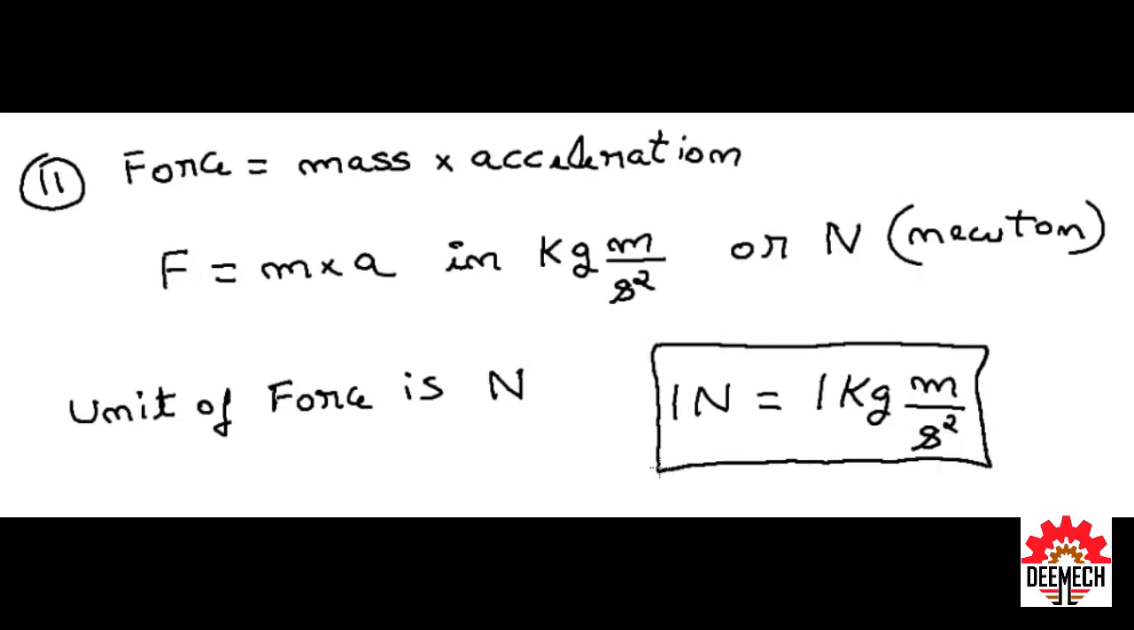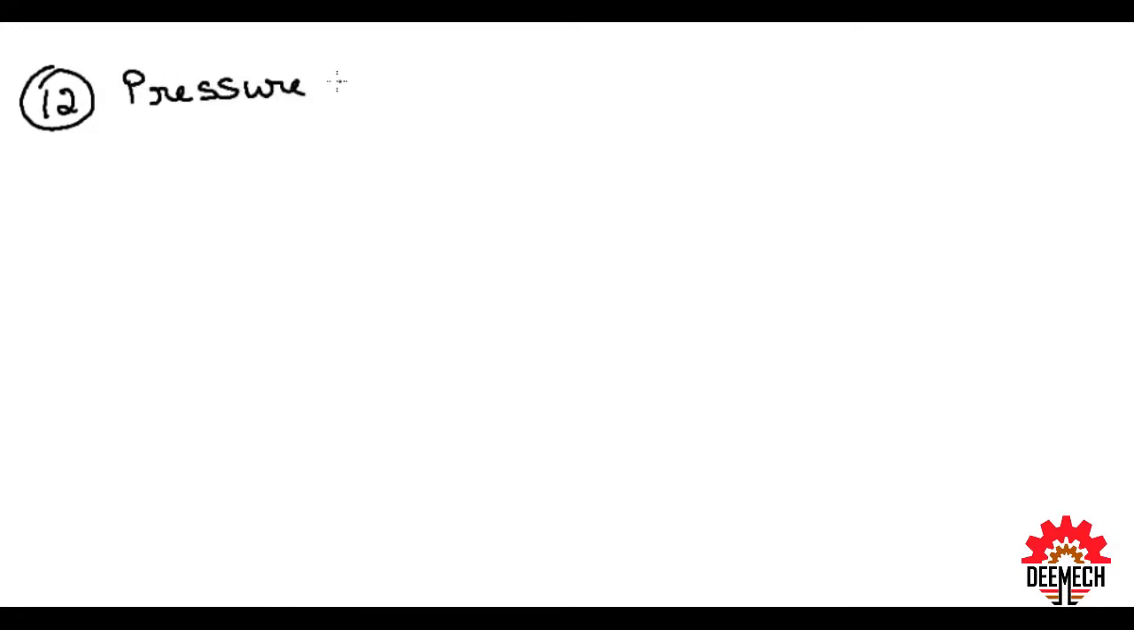So we need to remember this. Newton is nothing but kg meter per second square, or kg meter per second square is nothing but Newton. So it is the unit for force. Number 12, pressure. Pressure is given as force by area. Pressure is denoted by capital P, force with the capital F and area with capital A. Therefore P is equal to F by A.